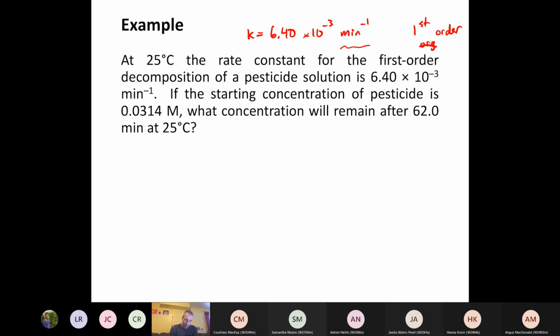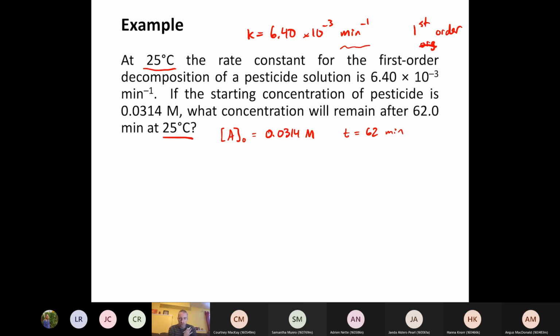Completely irrelevant here. Okay, starting concentration of pesticide is that number. So starting concentration is A0, 0.0314 molar. What concentration will remain at 62 minutes? So T equals 62 minutes. Notice that the temperature is stated at 25 degrees. It tells you the rate constant, and it wants to know after 25 degrees.